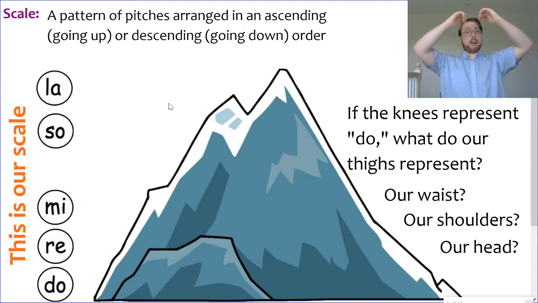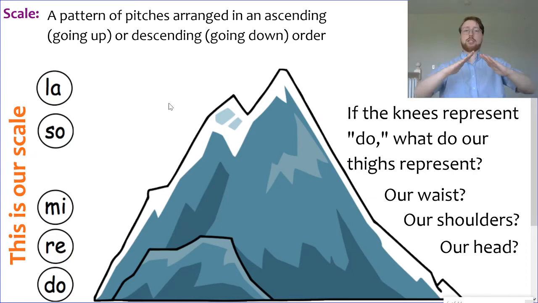This time, let's go back down. Ready, sing. La, sol, mi, re, do. Let's try again. Ready, go. La, sol, mi, re, do. Nice. You just showed our scale going up and down, ascending and descending.